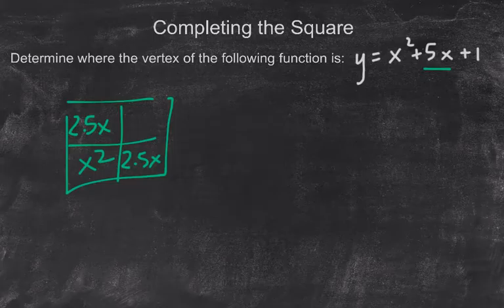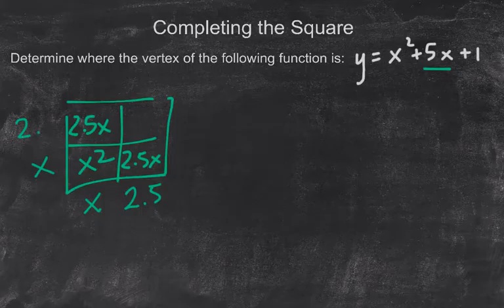This is where using the physical algebra tiles would break down because we can't snap those in half. So that's one of the reasons why it's important to switch into a two-dimensional representation of the three-dimensional algebra tiles. So the dimensions of my square are x plus 2.5 times x plus 2.5. We're checking that the base and the height have the same length, and they do. And then 2.5 times 2.5 is 6.25.